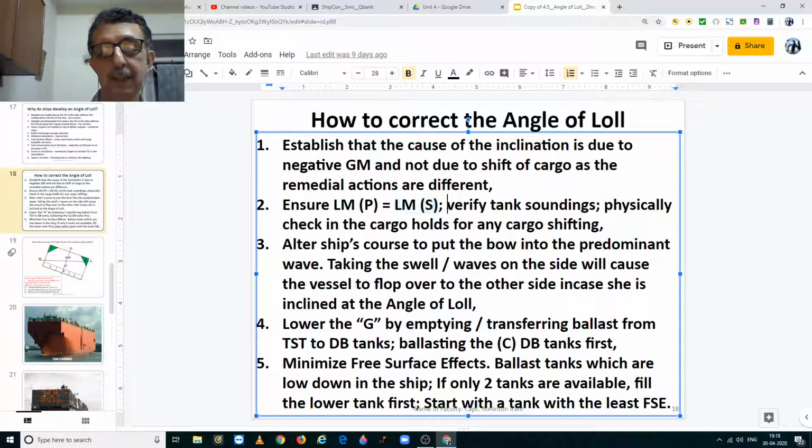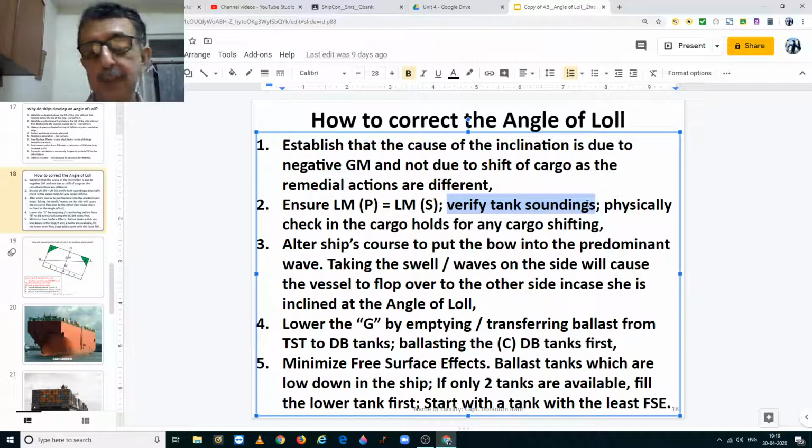Another thing to check will be your tank soundings. These have to be nearly the same as what you had when she was in an upright condition before she took an inclination. So once you have confirmed that the levels of the liquids in all your tanks are the same, then you are sure that this is not due to an angle of list, but it is due to an angle of loll. It could also be an angle of heel.